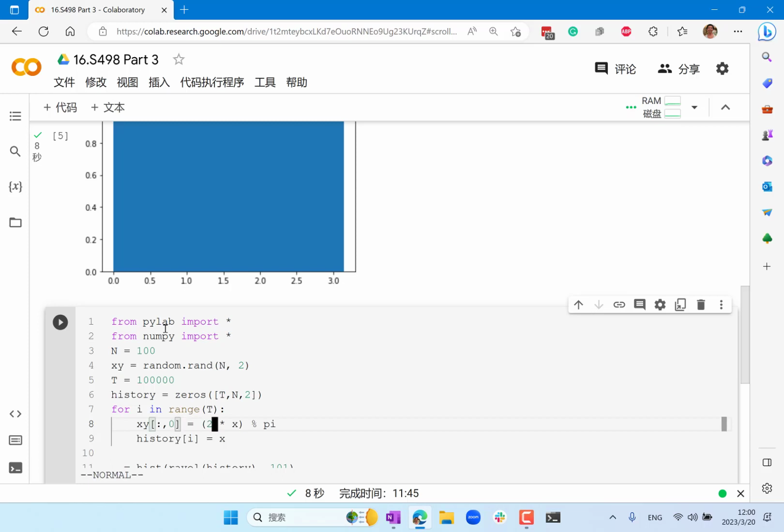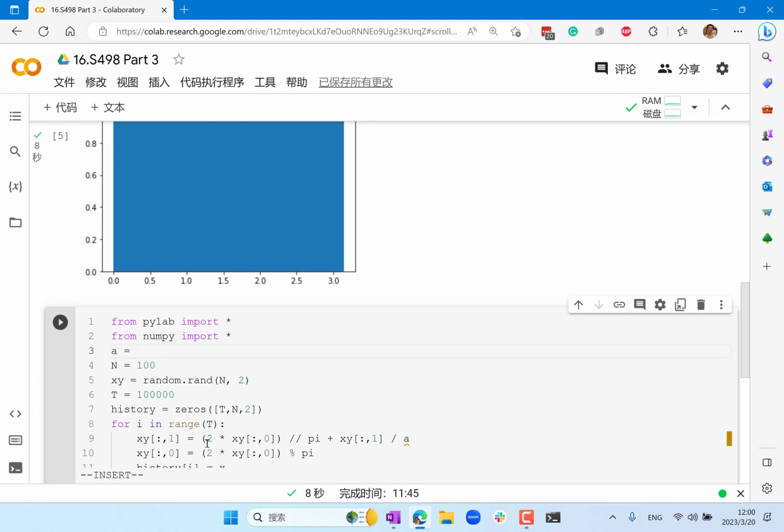The first component is going to be exactly the same as the sawtooth map, but for the second component of xy, first I have to capture the integer part of the division. That's why I want to do the y component before I do the x component, because if I do the x component first, it's going to be forgotten already. And then plus xy, the y component, divided by a. Let's first set a equal to 2 to see what we get.